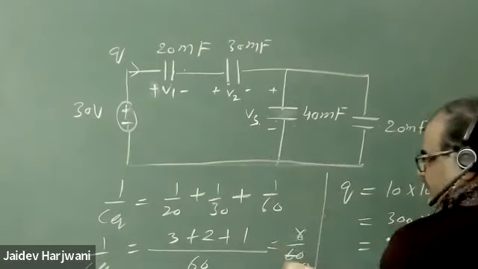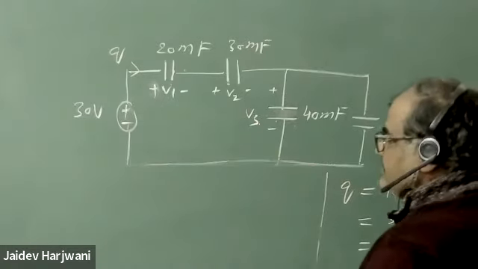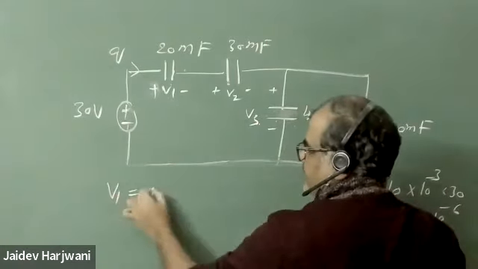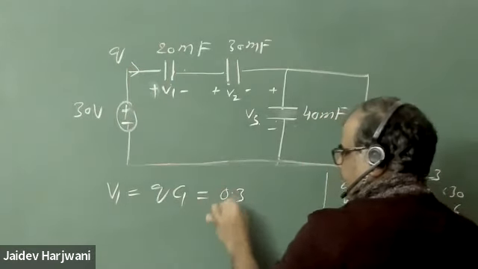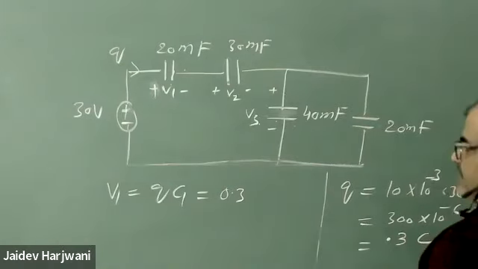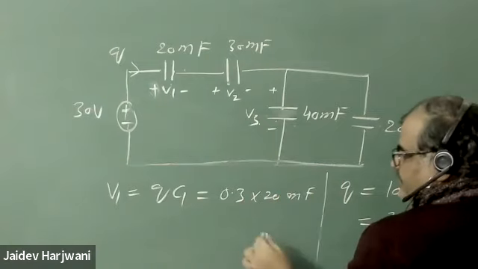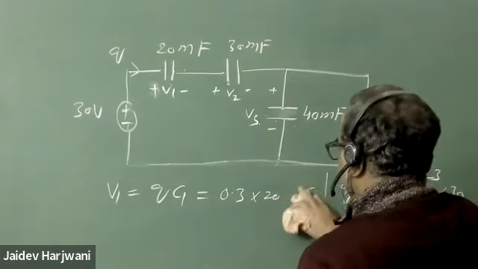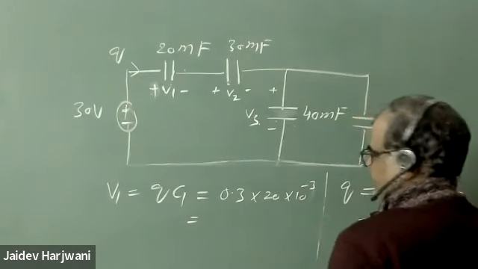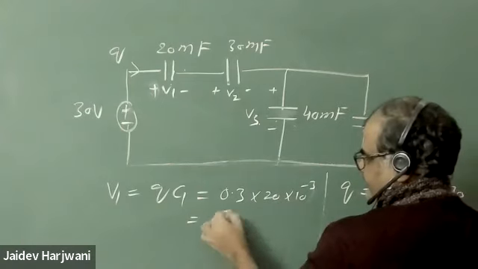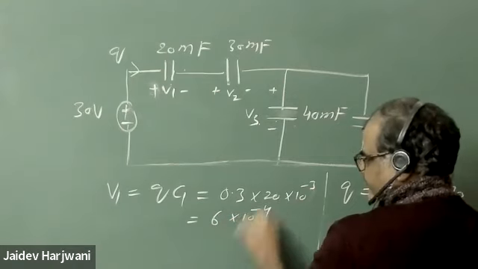Okay, so let me now calculate V1, V2, and V3. Calculating V1 is very simple. V1 is simply Q, the charge flowing, and the capacitor C1. So you have 0.3 coulomb charge, and C1 is 20 millifarad, which means 20 into 10 raised to power minus 3.